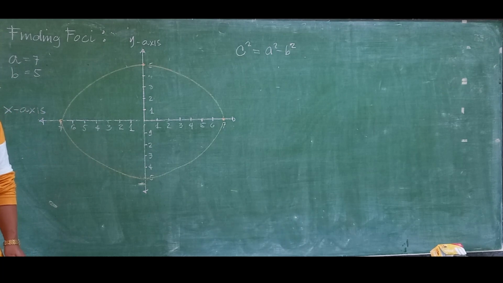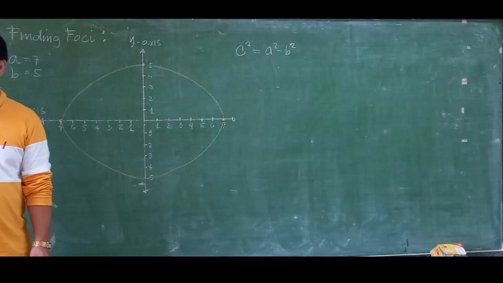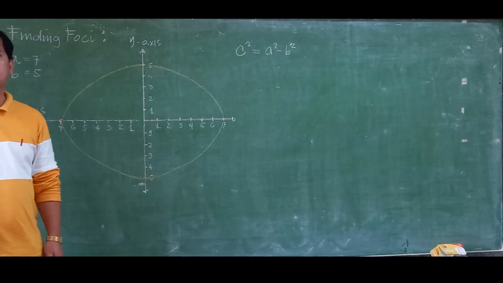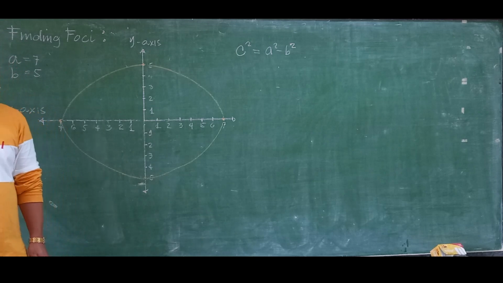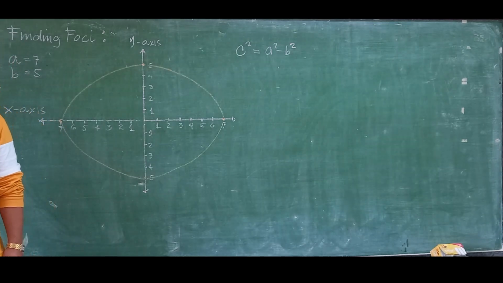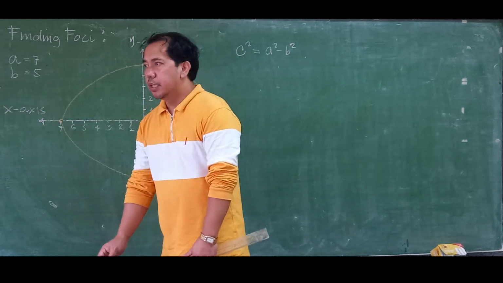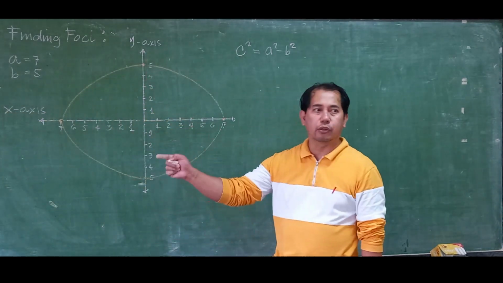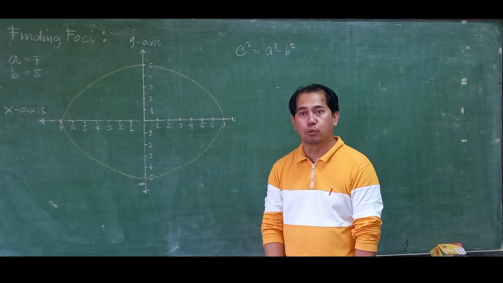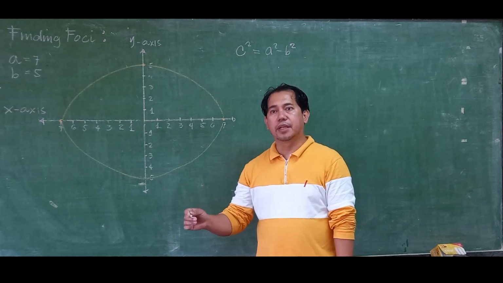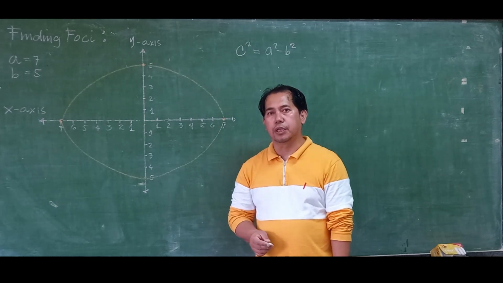But definitely, the one that you're going to look into is, of course, having the value A, B. The next thing that you're going to compute is the value of C. Meaning, the value of C is the one that will dictate to you the location of the focus. It is the one that dictates to you the location of the focus.